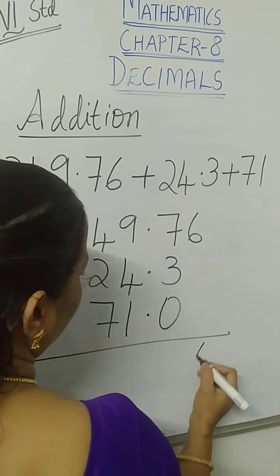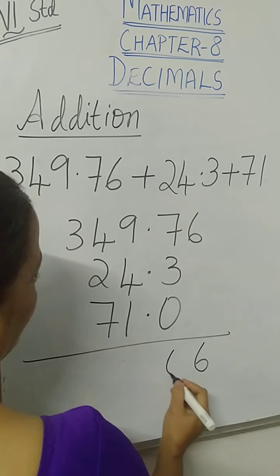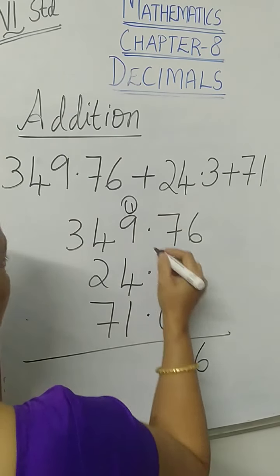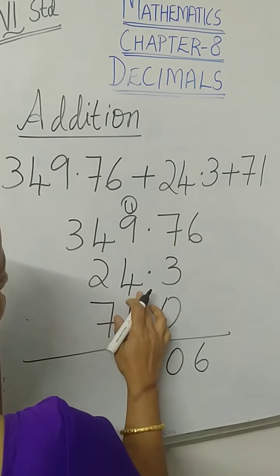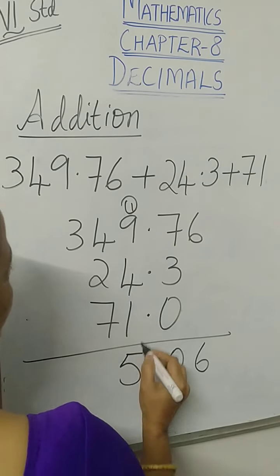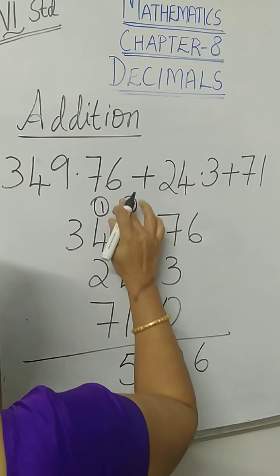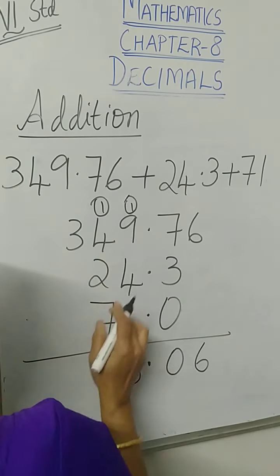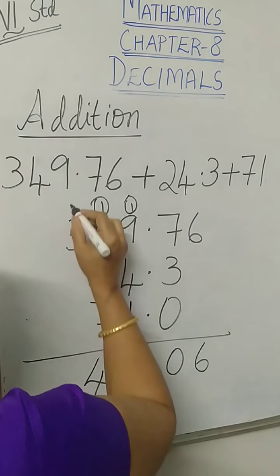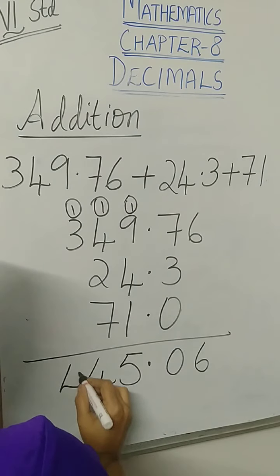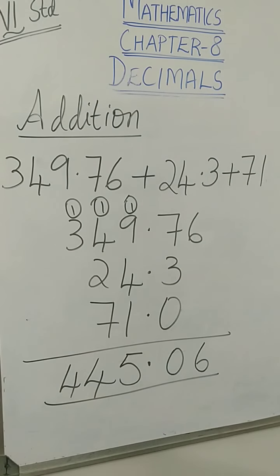Now add it. 6 it is. 7 plus 3, 10, 0. 1 carry here. The decimal will continue here also. Yes, 9 plus 1, 10. 10 plus 4, 14 plus 1, 15. 5, 1 carry here. 4 plus 1, 5. 5 plus 2, 7. 7 plus 7, 14. 1 is carried here. So 3 plus 1, it is 4. So the answer is 445.06. This is the addition in case of decimals.